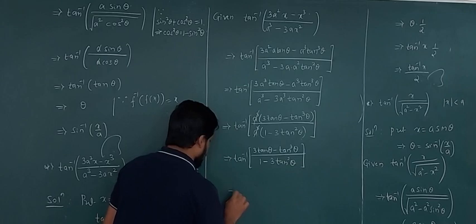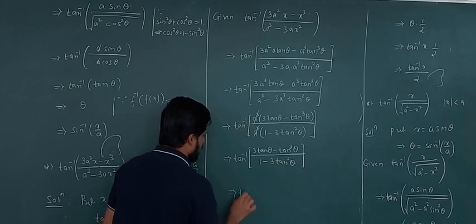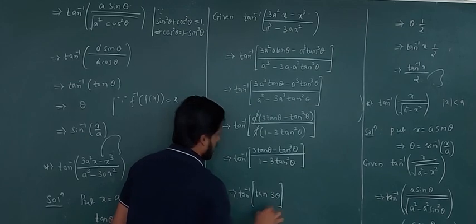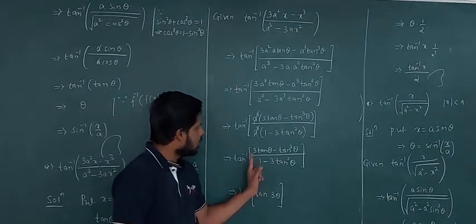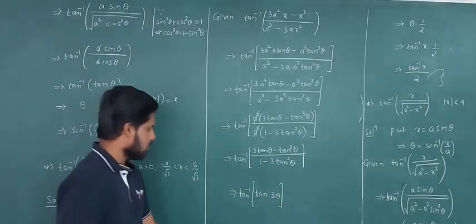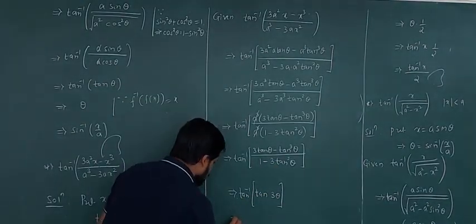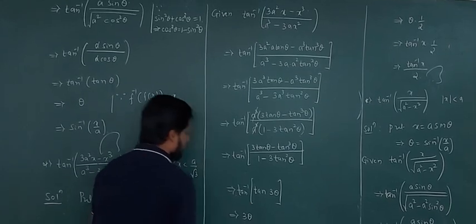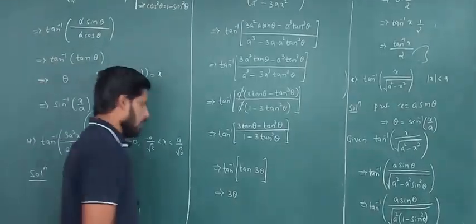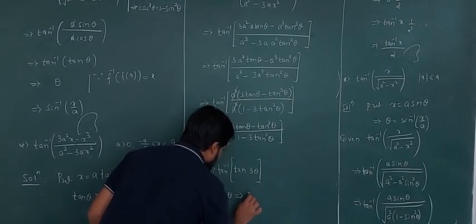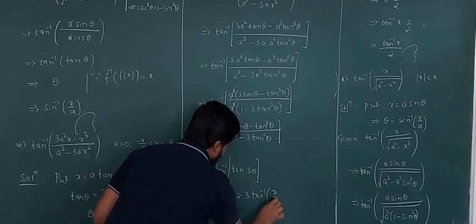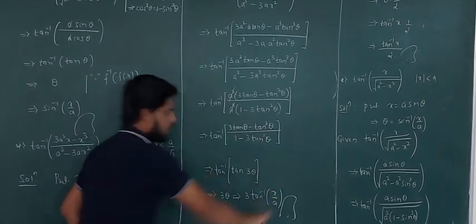We know that this is a standard formula, that is tan inverse of tan 3 theta, because tan 3 theta equals 3 tan theta minus tan cube theta divided by 1 minus 3 tan square theta. Here function and inverse function cancel, so this implies 3 theta. What is theta here? We have the value, that is tan inverse of x by a. So this implies 3 into tan inverse of x by a, which is our required solution.